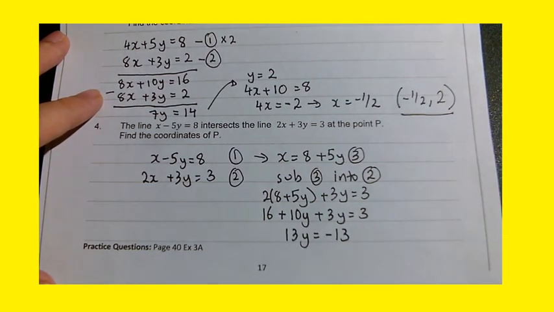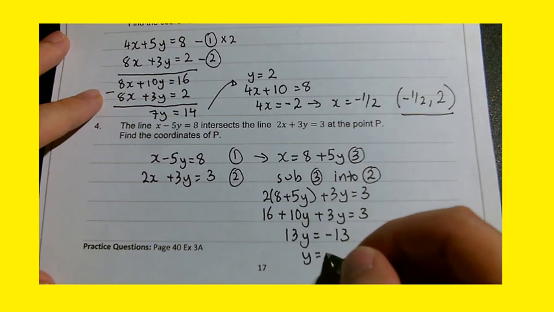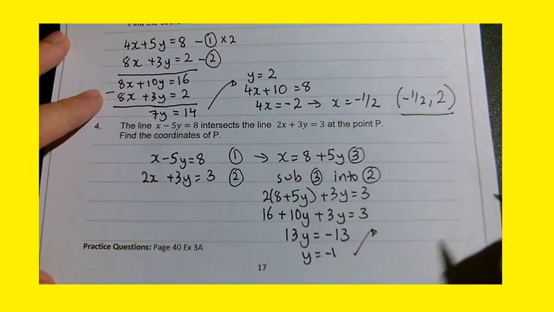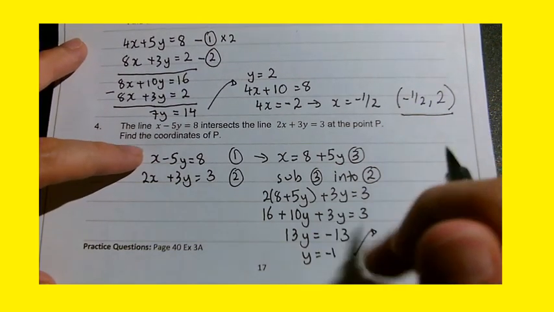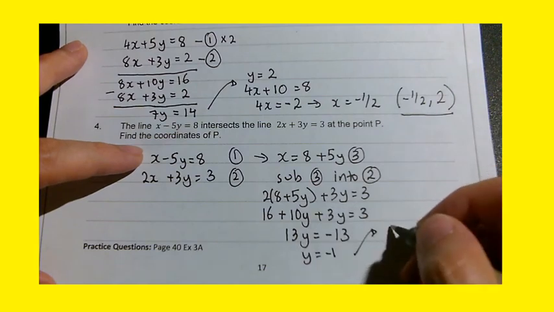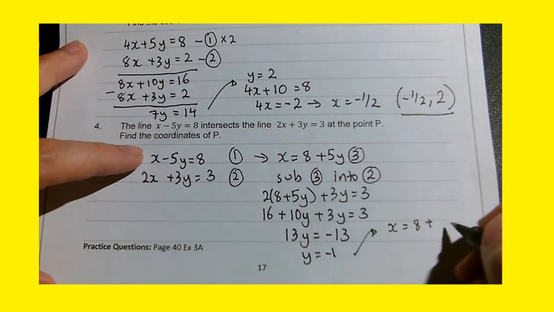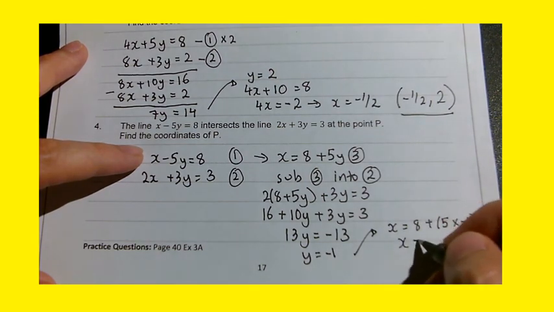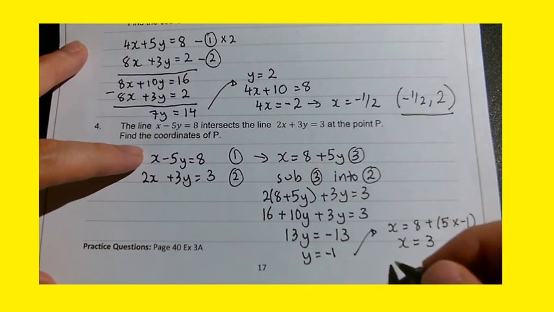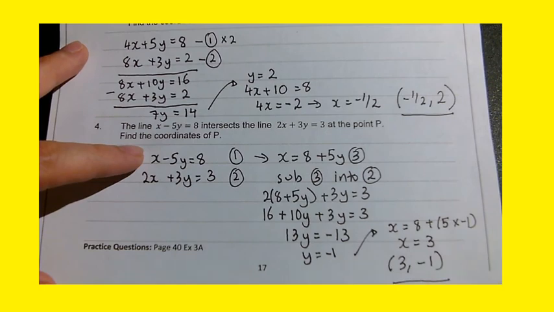Okay, y equals minus 1. I'm going to substitute that into the x equation to make sure I get my x value, and when I do that I'll get x equals 3. Therefore the coordinate of intersection is 3, minus 1.